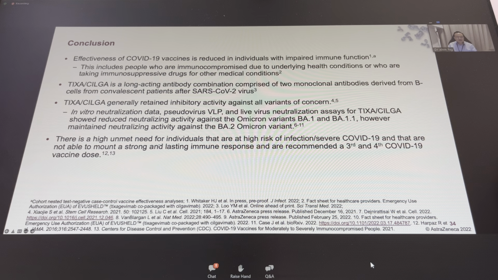And finally, there is still a high unmet need for individuals that are at high risk of infection, especially our current chronic hemodialysis population. And that would also mean another option if they're not able to take their COVID vaccination. And with that, that's my last slide for the talk.